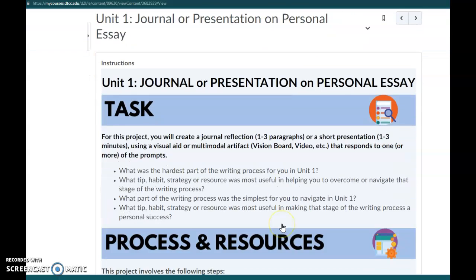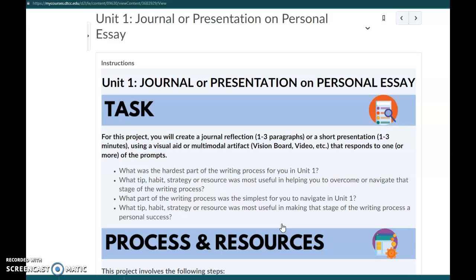What you're going to be talking about is an explanation of what the hardest part of the writing process was for you in Unit 1, and also some tips, habits, strategies, or resources that were helpful to you in overcoming or dealing with that stage of the writing process that was difficult. And then you can also answer what part of the writing process was the simplest for you to navigate, and what did you do to make that so simple? What did you find the most useful?